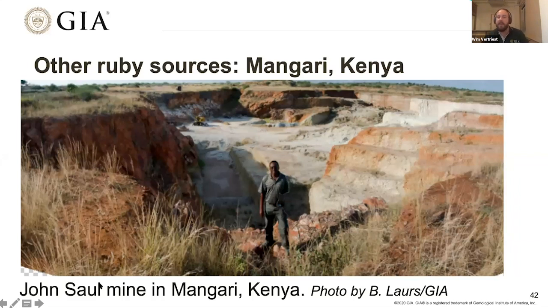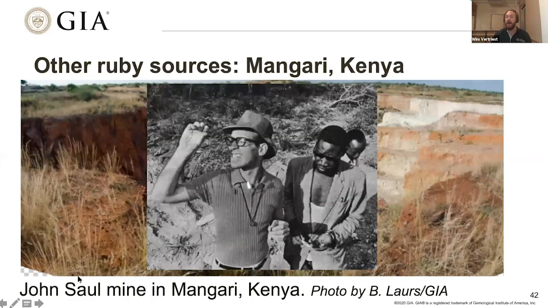And you can see here that the name of the mine is John Stoll. John Stoll is actually the guy who discovered this mine. John Stoll was a geologist, an explorer in East Africa, and is very involved with a lot of ruby and other gemstone discoveries. He discovered this gemstone deposit of rubies in Mangari, Kenya, and operated the mine for a short period before he had to give the mine up. But it is still called the John Stoll mine to this day. I think the name has now changed, but it is still commonly known as the John Stoll mine.